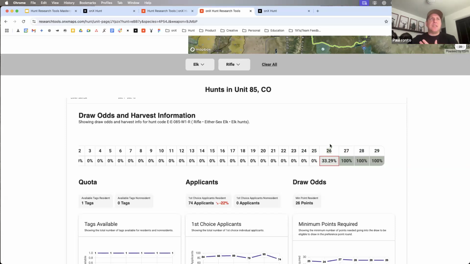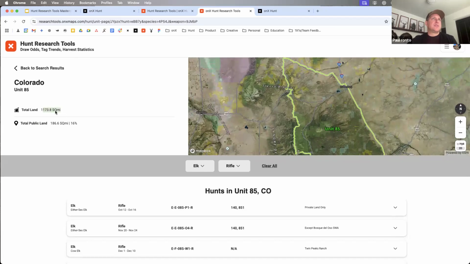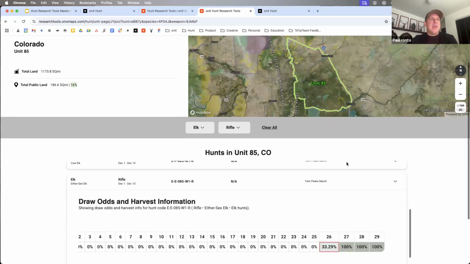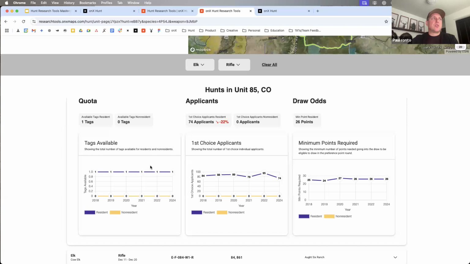Some of the other things you'll see on the unit page are a little bit of information about the unit, how big it is. There's a map again you can scroll around and play with. Total square mileage, how much percent of the land in this unit is public, so 16%. And then as you look at these results down here, you'll see a bunch of trend data. This is that trend data that I was talking about earlier.